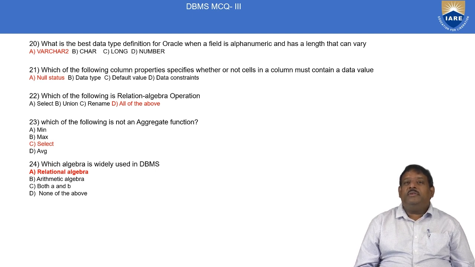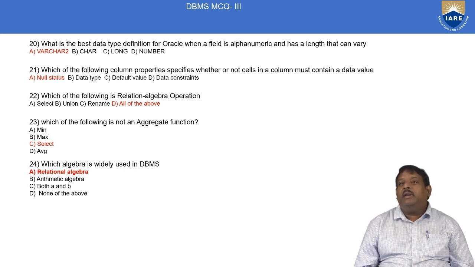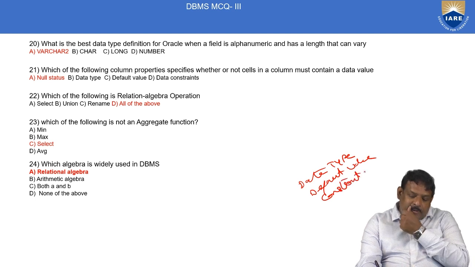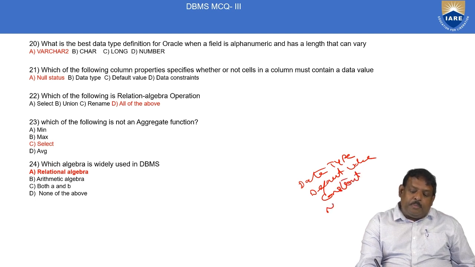Next question is, which of the following column properties specifies whether cells in the column must contain a data value? See, what are the various column properties? The column properties are data type. Then we have default value, then constraints, and then nullable property.